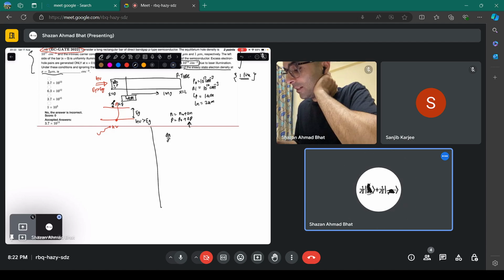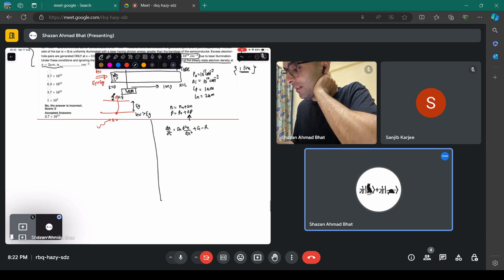They write the continuity equation, the diffusion equation for this. They write these equations and they assume, let's not assume recombination because they have said steady state. Let's assume this is 0 and let's write d squared n by dx squared plus generation.